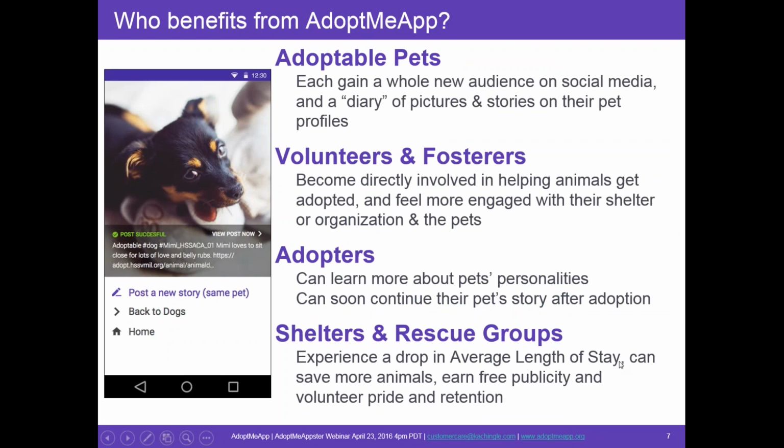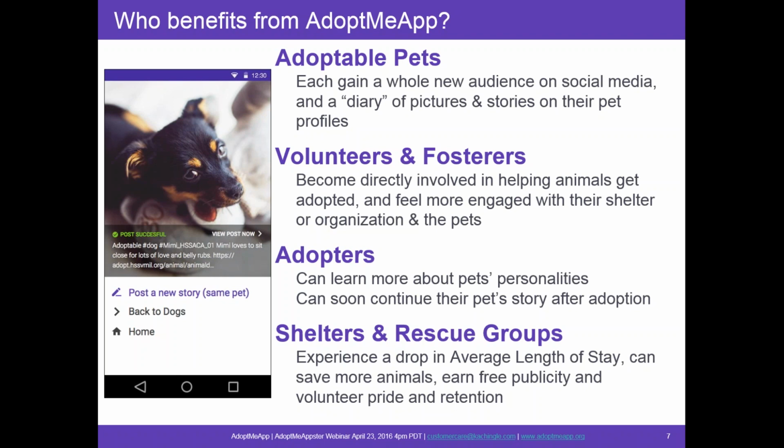So who benefits from AdoptMeApp? Well, obviously it's the adoptable pets because they get more visibility on social media, and then their story and their pet profile is more complete. We also have found that the volunteers and the fosters really like the app because they're socializing with the animal, but this also allows them to market the pet that they love so much, the adoptable pet, and increases their engagement. The adopters can learn more about the pet because there's more information directly from someone who knows the pet well.